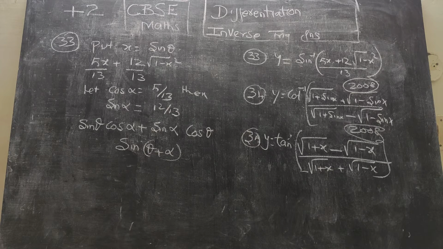Plus 2 CBSE Maths, differentiation of inverse trigonometric functions. In this video we are going to see only 3 sums, a little bit lengthy or tricky. All these 3 problems were asked in different sets during the year 2008. First problem: sin inverse of (5x plus 12 into root of 1 minus x square) by 13.